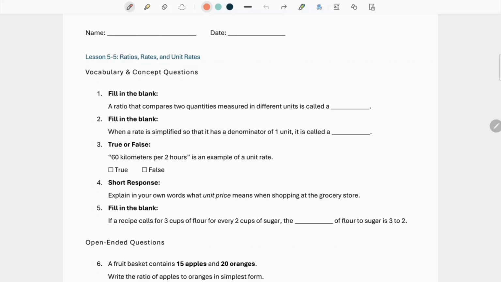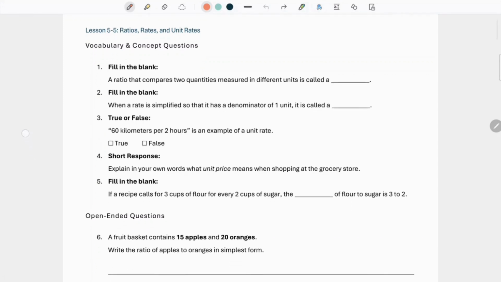In today's video, we're revising key topics from the SAVVAS EnVision mathematics program, specifically lessons 5-5, 6-2, and 8-2. These lessons focus on unit rates, converting between fractions, decimals and percentages, and summarizing data using mean, median and mode. Now let's look at question 1.